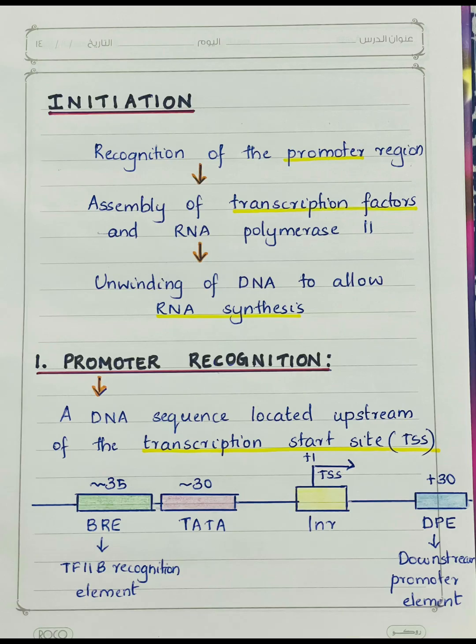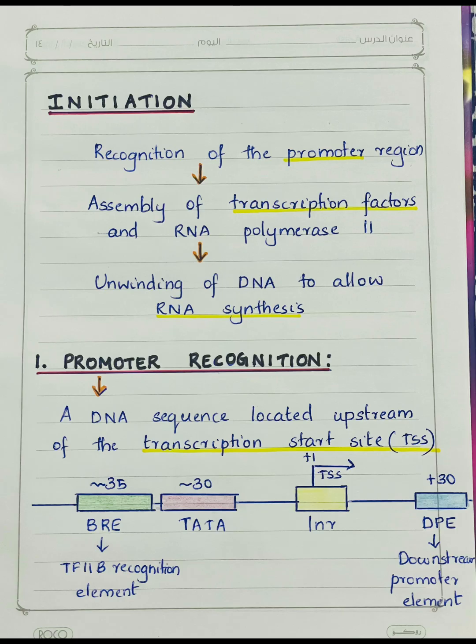Initiation. Initiation is the first and most complex step of transcription in eukaryotes. It involves recognition of the promoter region, assembly of transcription factors and RNA polymerase 2, and the unwinding of DNA to allow RNA synthesis to begin.